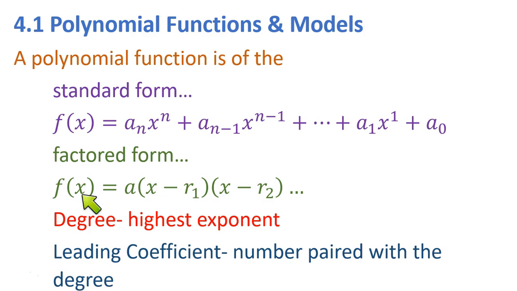Factored form is set up for you to easily find your x-intercepts. The first number is your leading coefficient, and each parentheses represents a different factor. Each factor you would set equal to 0 in order to find your x-intercepts. The third key vocab is degree. Your degree is your highest exponent, and the leading coefficient is the number paired with that highest exponent, or with the degree.